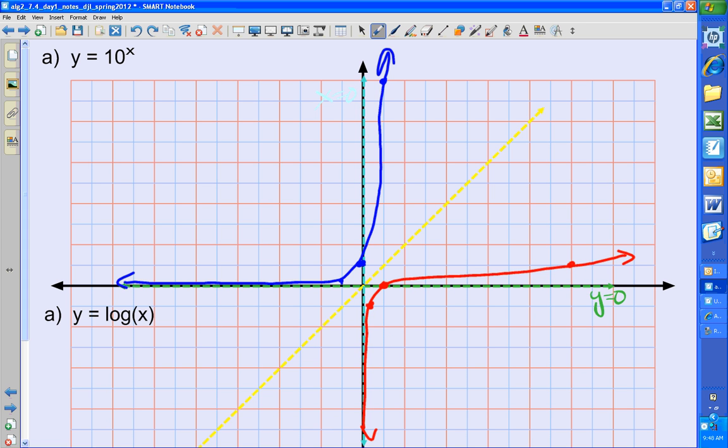Exponentials and logarithmic functions are inverses. This is common log of x, which means base 10. This is exponential, base 10.